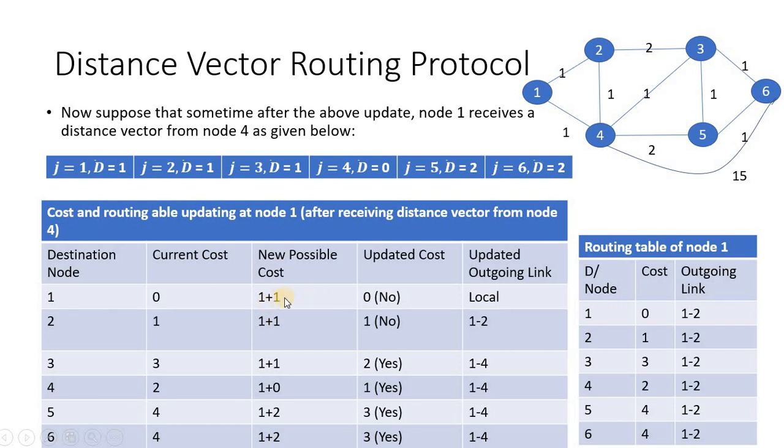This is not the updated cost. The updated cost is what we get after we have compared and done some manipulation, and then we update it. The algorithm we will look into in the next slide.